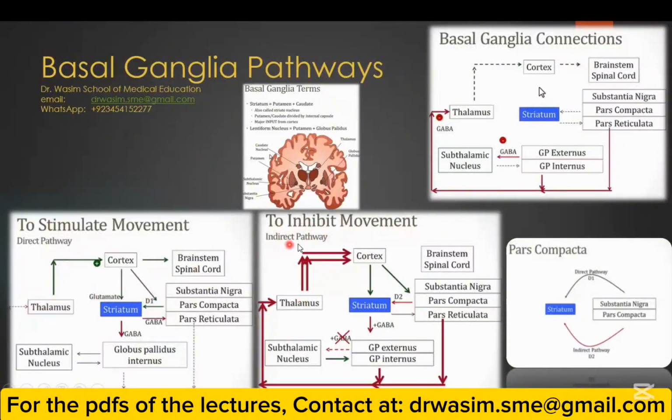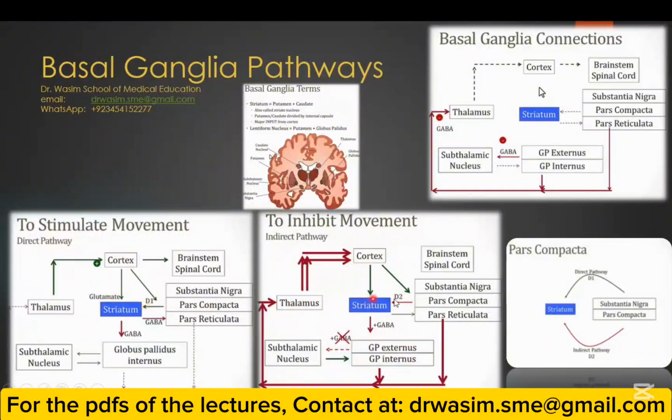To inhibit movement, that is in the indirect pathway, what will happen? The globus pallidus externus will be inhibited by the GABA neurotransmitter. There will be no inhibition of the subthalamic nucleus. When there is no inhibition, the subthalamic nucleus will stimulate the globus pallidus internus. When it is stimulated, it will release the inhibitory neurotransmitter GABA, and it will inhibit the thalamus. Further, the cortex will be inhibited, and there will be no motion. What is the modifier? The modifier is the pars compacta of the substantia nigra, which activates the striatum via D2.